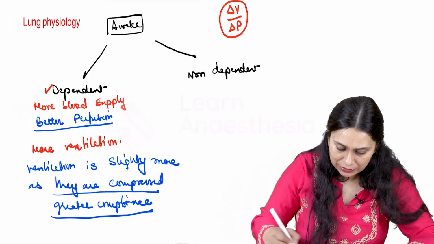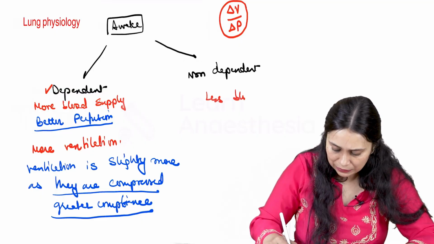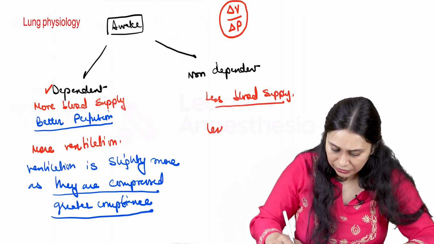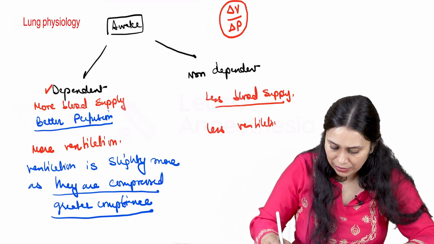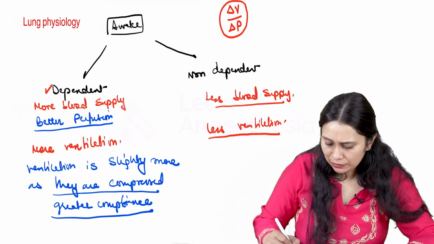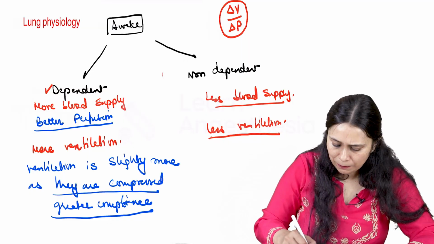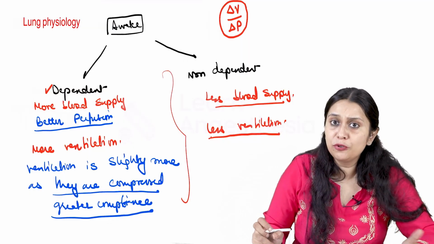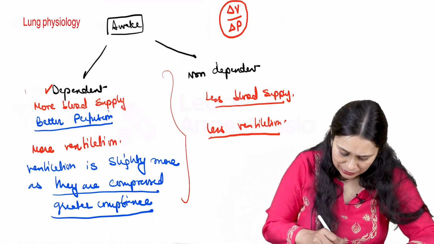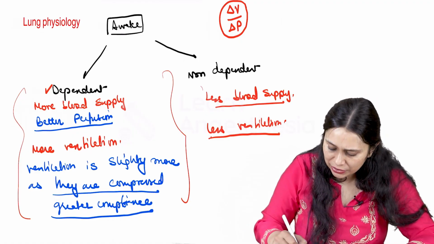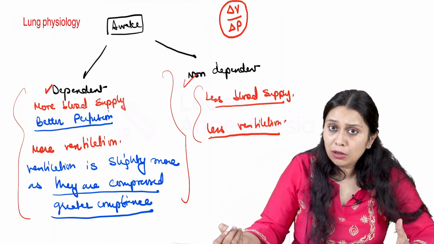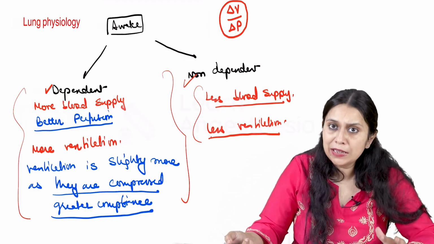The non-dependent lung is getting less blood supply, okay, and less ventilation, because they are already big. To change the volume more, we would need more pressure. So less ventilation, less blood supply. This maintains something called ventilation perfusion matching. The segments which are better ventilated should be better perfused, and this is happening in the dependent part of the lung. The segment which is less ventilated should be less perfused, and this is happening in the non-dependent part. So the ventilation perfusion match is maintained.